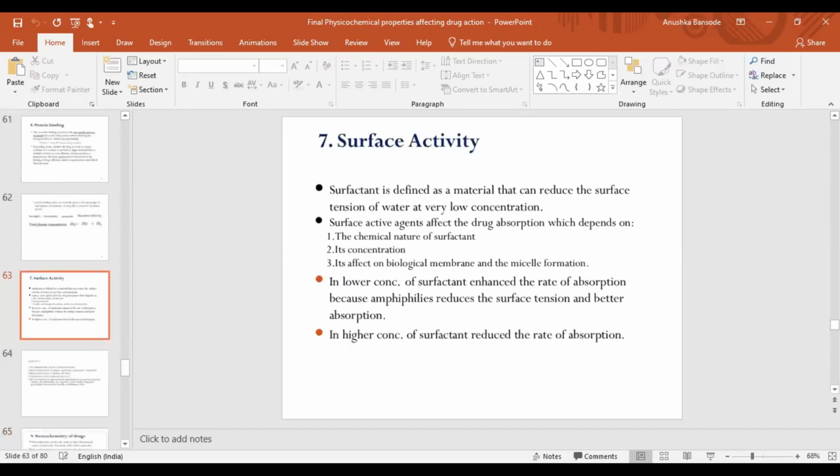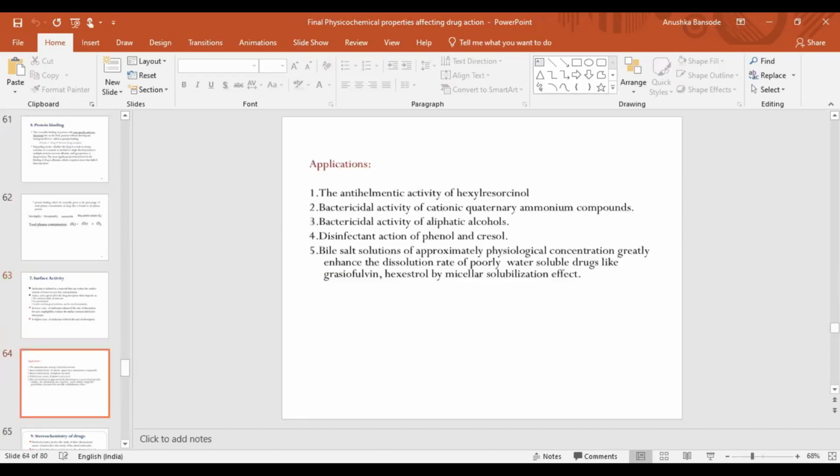Next is the surfactant activity, or we call it surface activity. Surfactant is defined as a material that reduces the surface tension of water at very low concentration. Surface active agents affect drug absorption, which depends on the chemical nature of the surfactant, its concentration, and its effect on biological membrane and formation of micelles. At lower concentration, surfactant enhances the rate of absorption because it reduces the surface tension, giving better absorption. At higher concentration, surfactants reduce the rate of absorption.